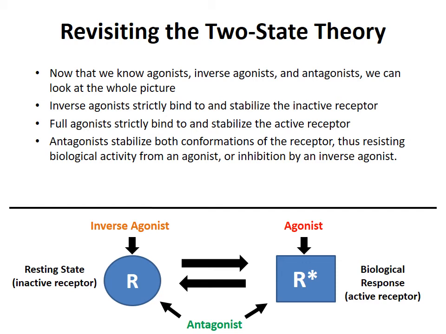Again, inverse agonists strictly bind to and stabilize the inactive receptor. Full agonists strictly bind to and stabilize the active receptor. Antagonists stabilize both conformations of the receptor, so their main purpose is to resist a change in biological activity from an agonist or inhibition by an inverse agonist. An antagonist keeps us closer to our normal equilibrium of inactive to active receptor. On the two-state theory, it would look like this: inverse agonist binds only to inactive, agonist binds only to active. Antagonist doesn't have a preference. Its only purpose is to prevent these other guys from doing anything.